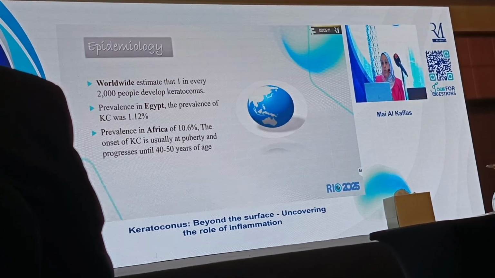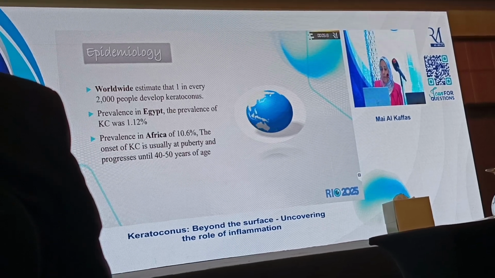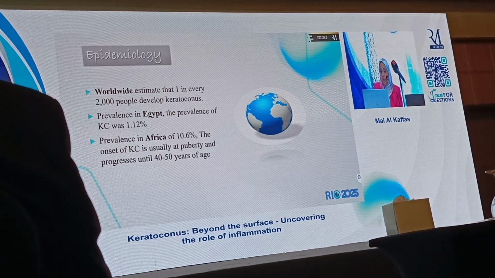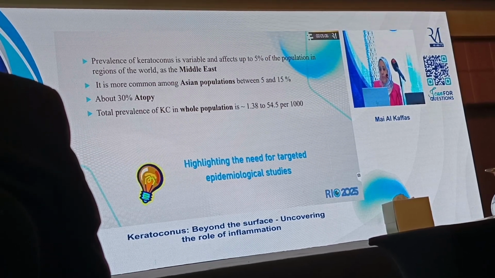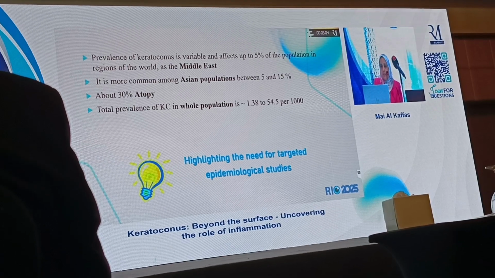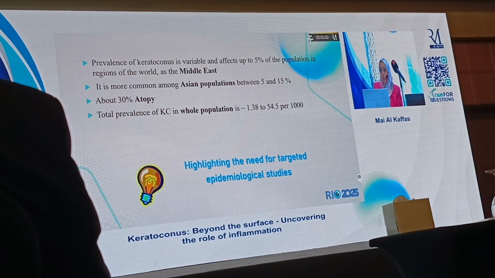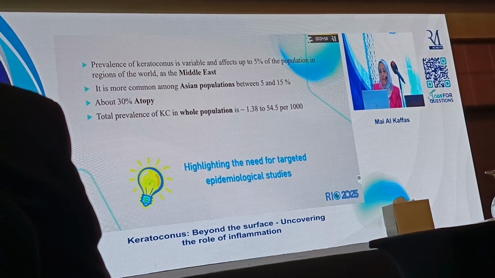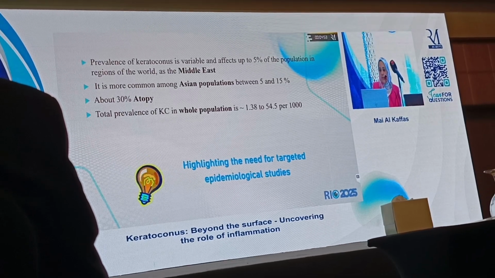Historically, the worldwide estimate is 1 in every 2,000 people. Prevalence in Egypt is 1.12, Africa 1.6. The majority is in the Middle East and Asian population, up to 15%, 30% for the adult population, and now we're close to 1.38 to 55 per 1,000 in the whole population, highlighting the need for targeting epidemiological status.